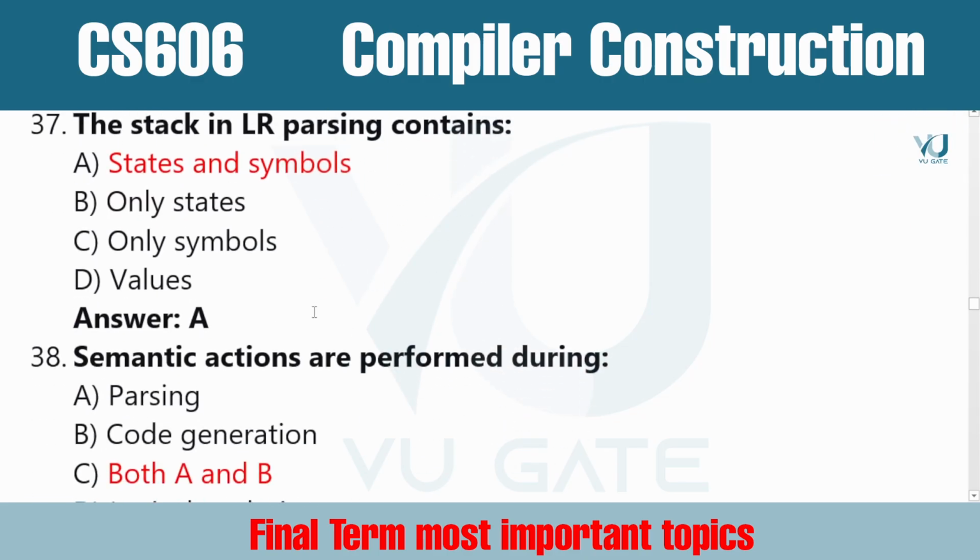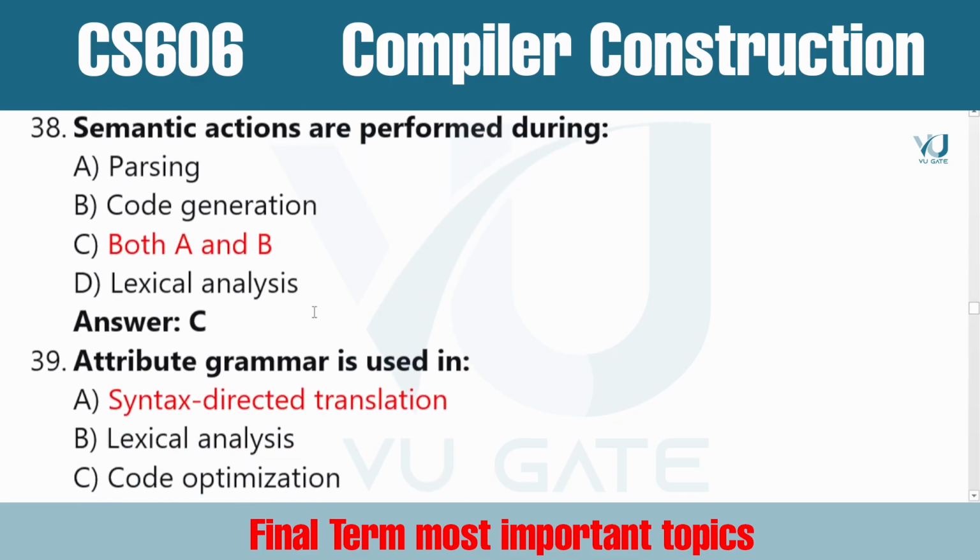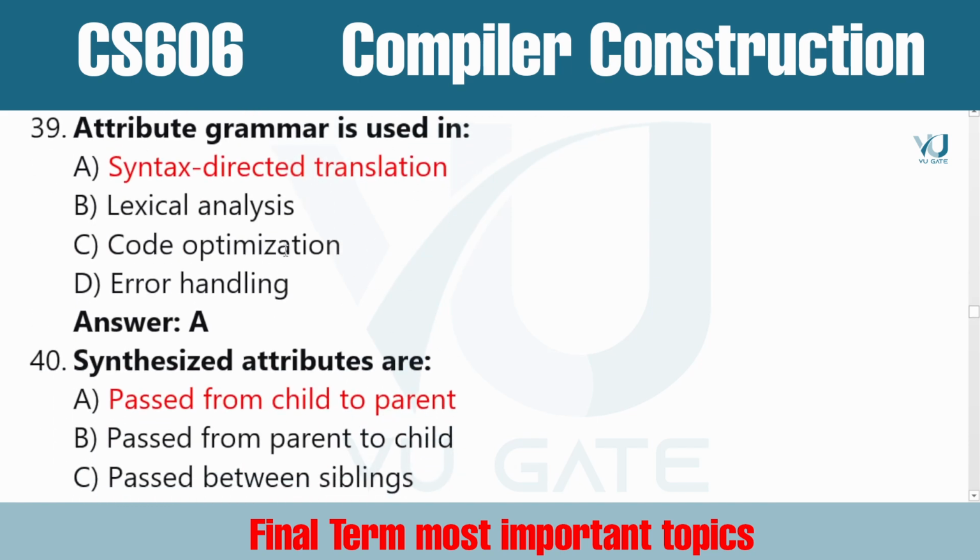The stack in LR parsing contains. The correct answer is option A, states and symbols. Semantic actions are performed during. The correct answer is option C, both A and B. Attribute grammar is used in. The correct answer is option A, syntax-directed translation.